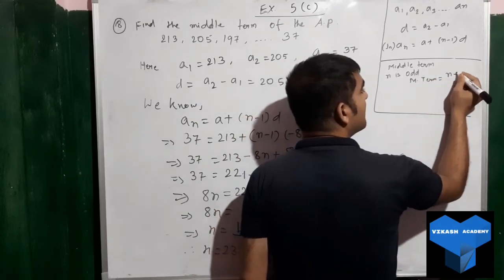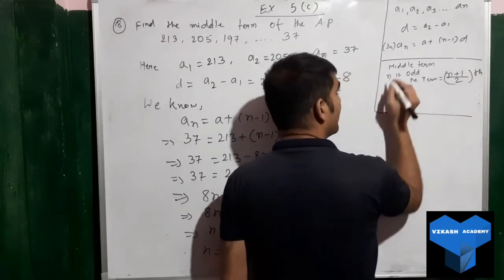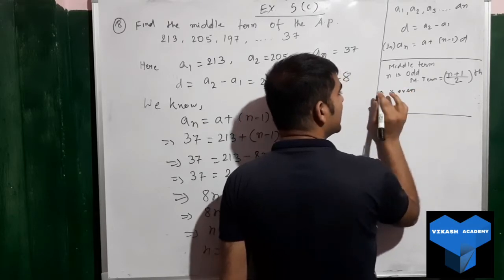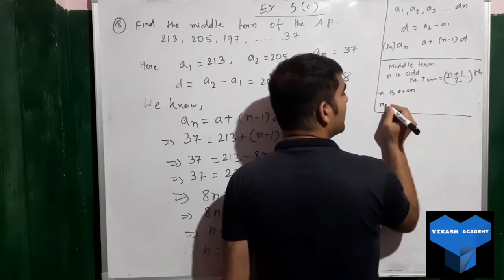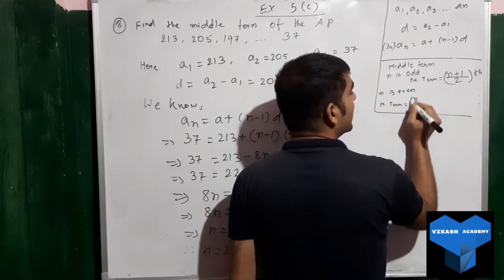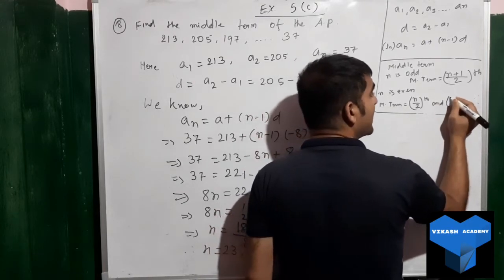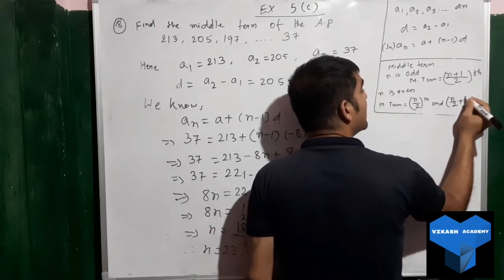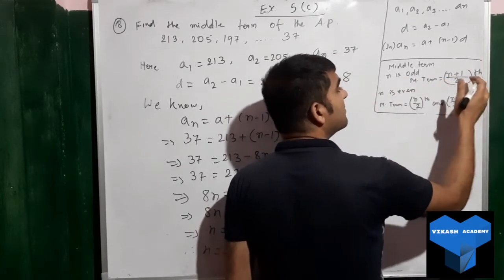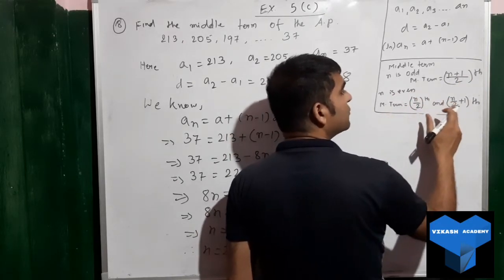The formula will be the (n plus 1) divided by 2 th term, when n is odd. When n is even, the middle term will be the n by 2 th term, and one more here we have to remember, the n by 2 plus 1 th term. So when n is odd, the middle term will be the n plus 1 by 2 th term. When n is even, the middle terms will be the n by 2 th and the n by 2 plus 1 th.